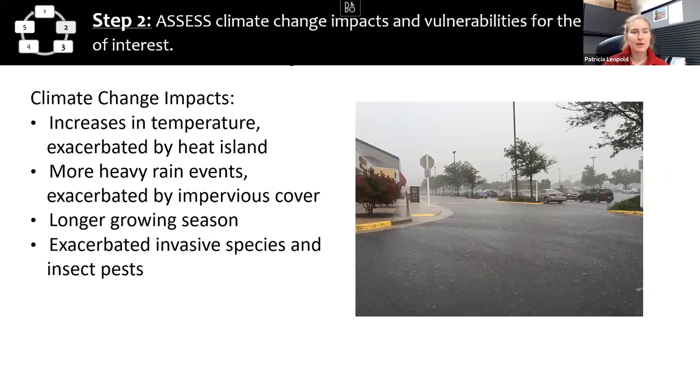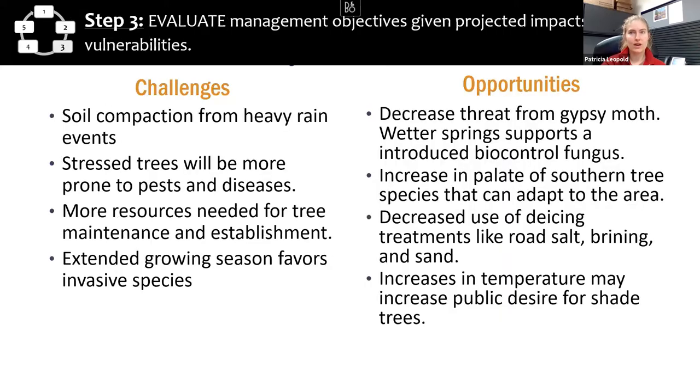So for them, that was increases in temperature, particularly issues with the heat island effect. They were seeing more heavy rain events and really causing an issue from a high level of impervious cover. Another impact that they considered was the lengthening growing season, as well as the increased risk from invasive species and insect pests. So that is their step two. And then in step three, they identify their challenges and opportunities.